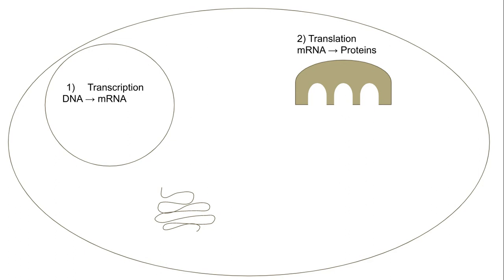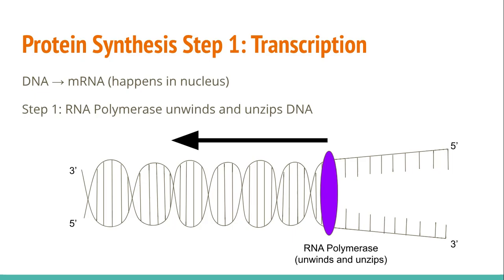All right, so we're going to draw on this picture in a bit, but before we do, let's start talking about what is transcription. So to make proteins, we start with step one, which is transcription, DNA to mRNA, so messenger RNA. All right, this happens inside the nucleus.